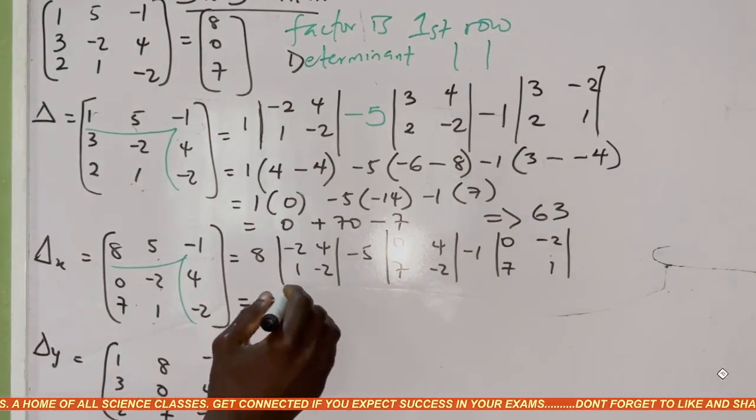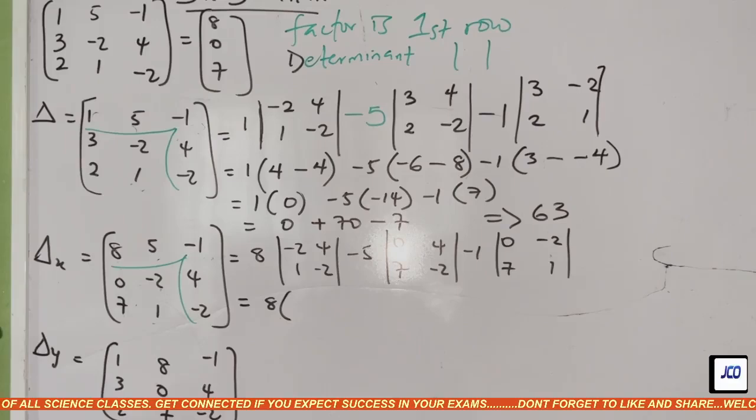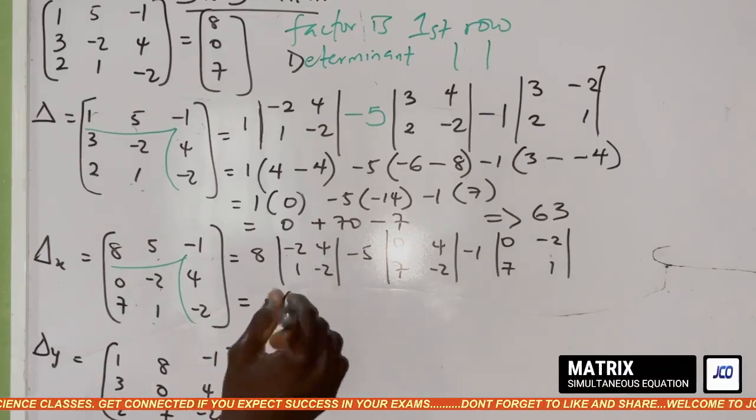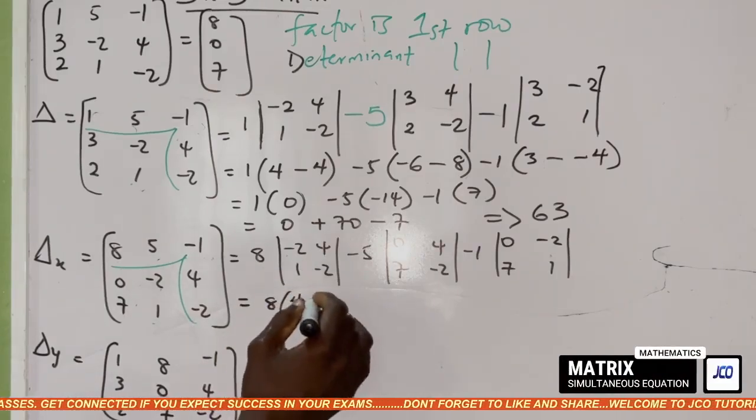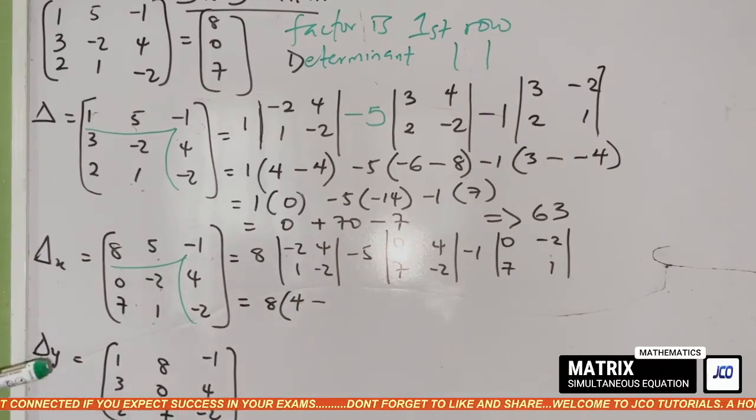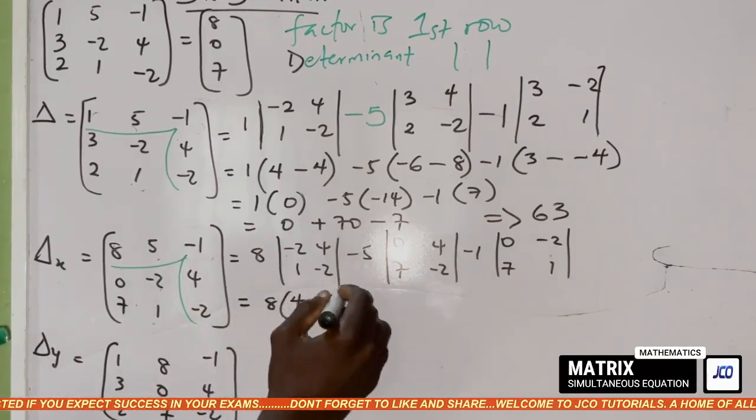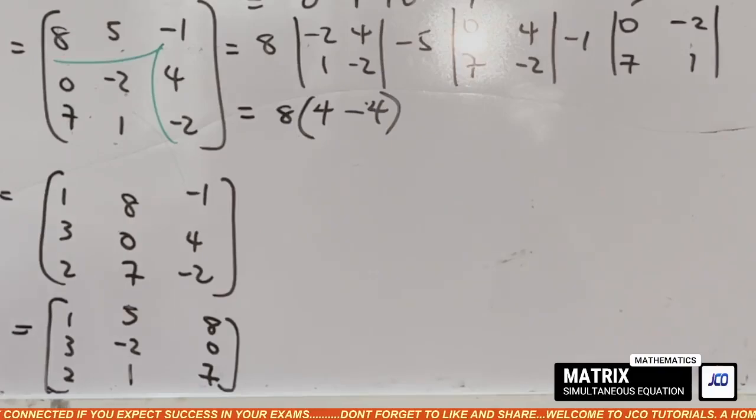8, open brackets, minus 2 times minus 2 gives you 4, minus, that's something you must do, 1 times 4 gives you 4. That's clear.